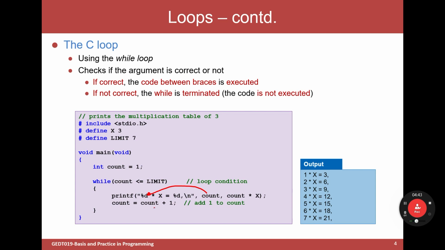So the count digit will go here, and then count times x. x is a constant value equal to 3, okay? So, for example, count the first time is equal to 1. So I will say count times x, so 1 times 3 will equal 3. So this 3 will be here. The first time, count equals 1, so it will be 1 times x equals 3. Okay? So this is what will happen. And then we have some special sentence here.